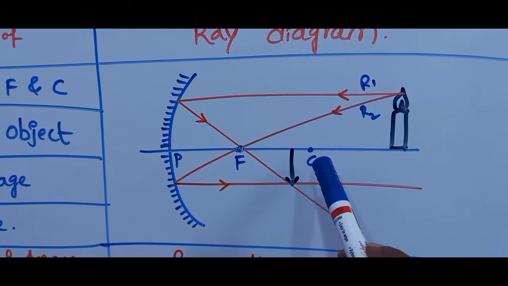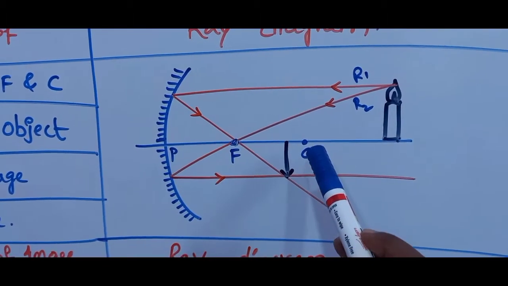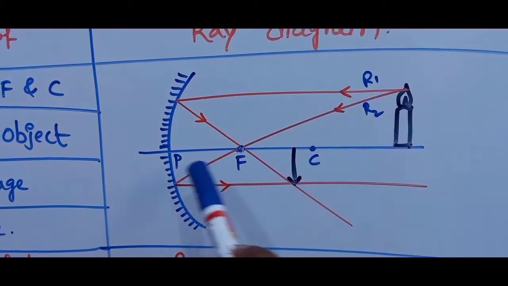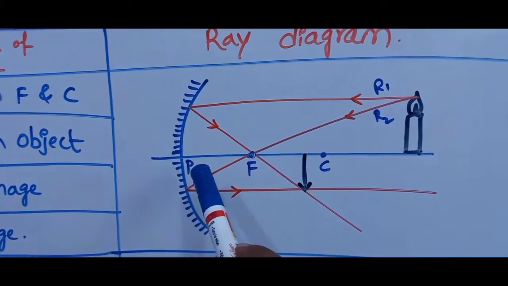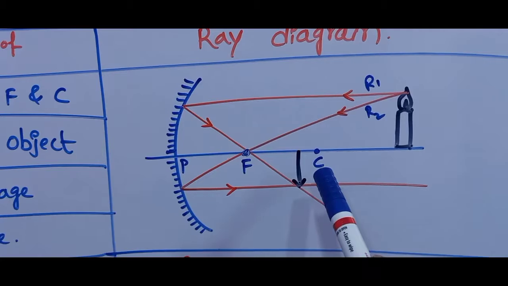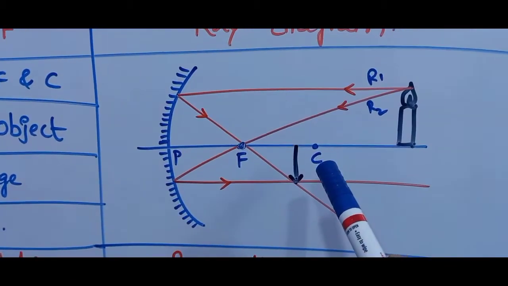And this is the center of curvature, which is represented with C. And from here to here, the entire distance from P to C is the radius of curvature. All these terms we have already learned in the previous classes.